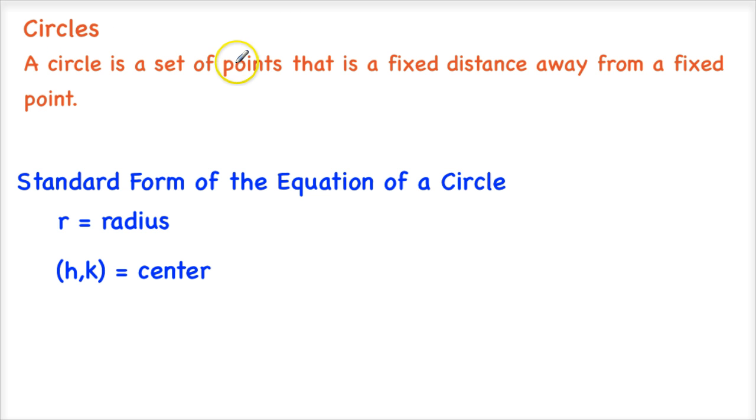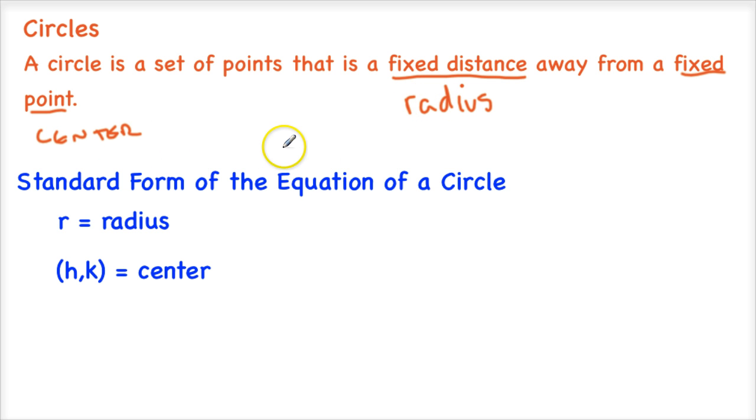A circle is a set of points that is a fixed distance away from a fixed point. So the fixed distance is the radius, and we should be familiar with that. And this fixed point is going to be the center of the circle. Okay, so whenever we are talking about circles, we're also thinking about what the radius is and what the center is.